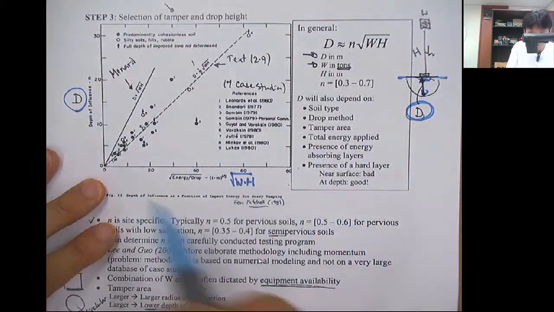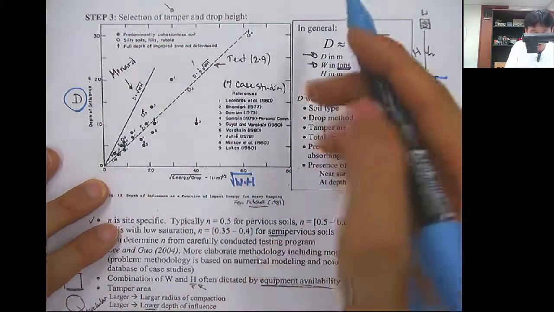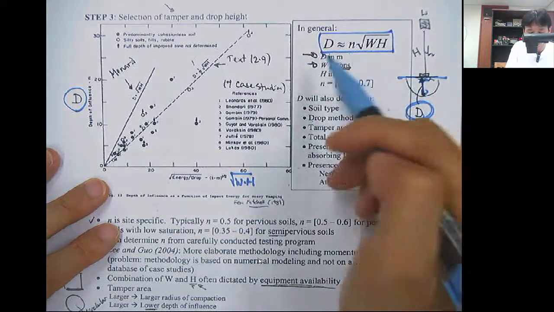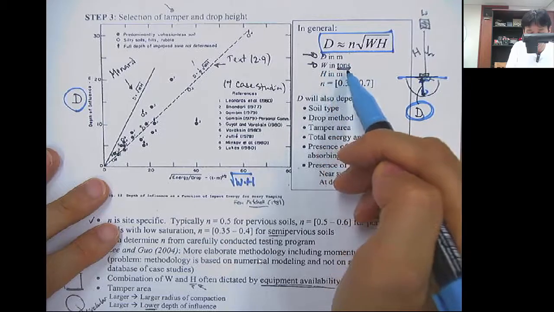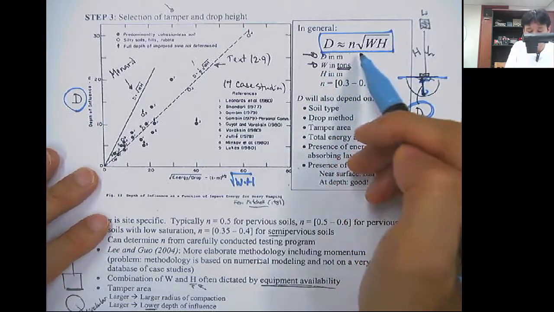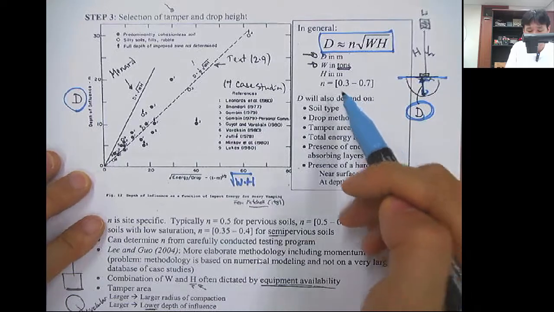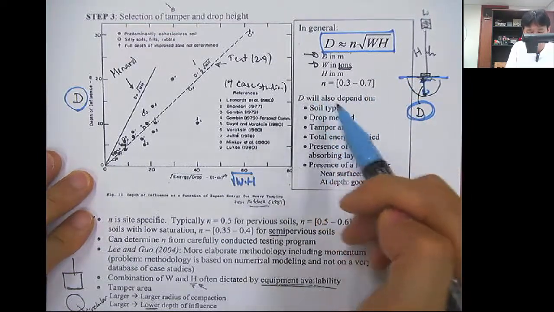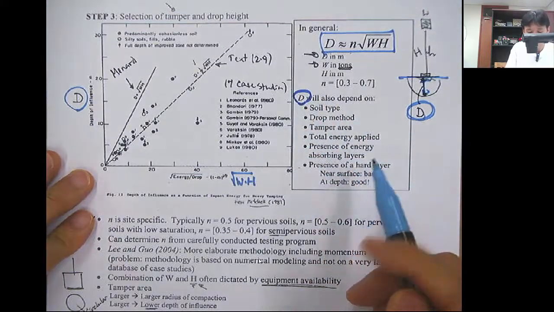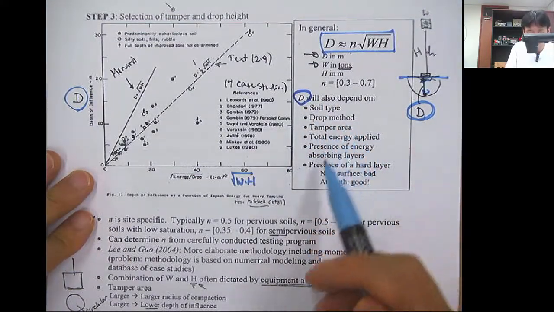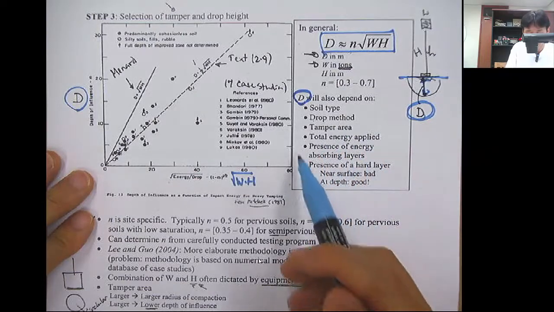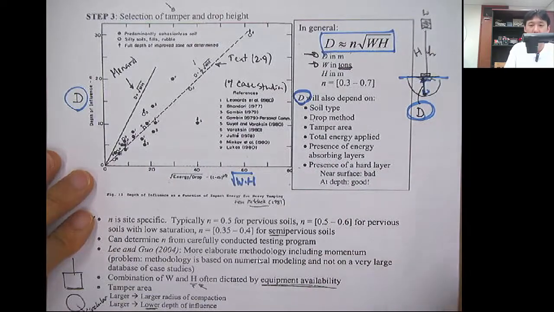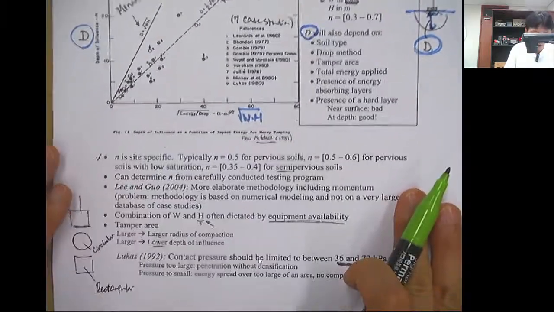So based on this finding, people developed this kind of empirical equation with the empirical coefficient n. Here D is in meters, W is in tons, H is in meters, and n doesn't have a dimension, and it varies between 0.3 to 0.7. So the effective depth also depends on the soil type, drop method, and tamper area, and total energy applied, and the presence of energy absorbing layers, and presence of harder layers that bounce back the energy.